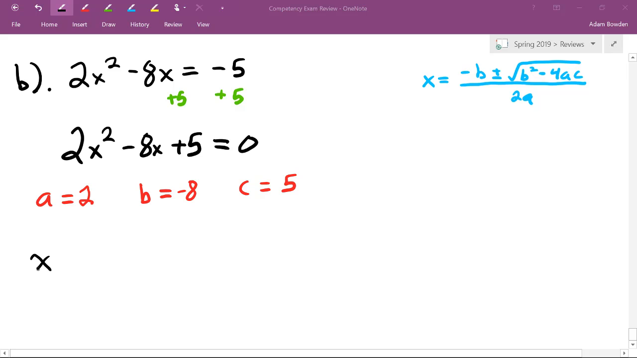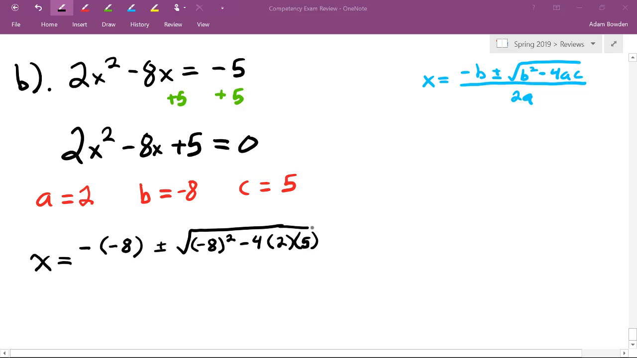When we plug it into the formula, it's going to be negative b, so we have to put negative in front of b, which is negative 8. So we get again negative 8 plus or minus negative 8 squared minus 4 times a times c all over 2a. Okay, so it looks something like this.